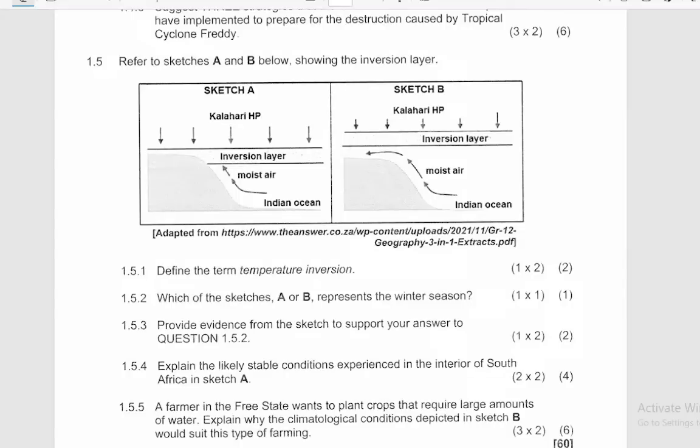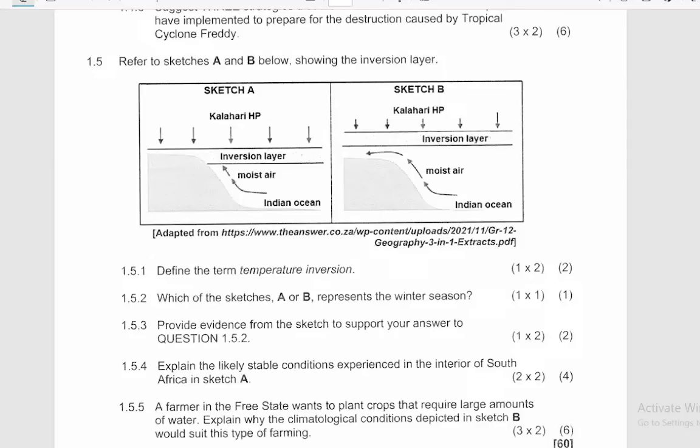So this is a sketch for a winter situation. That is why we have dry conditions. The inversion layer blocks the incoming warm and moist air. In summer, there is weaker descending air. The Kalahari high is vertically displaced and is not very active over the land surface. So the inversion layer is uplifted and warm and moist air from the Indian Ocean will get access to the interior.